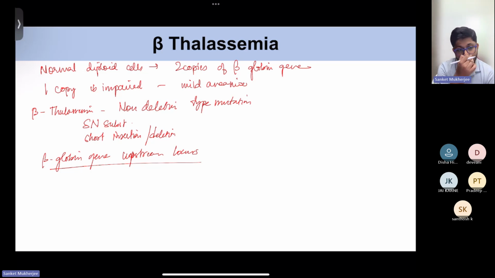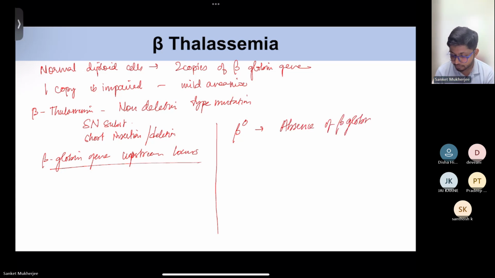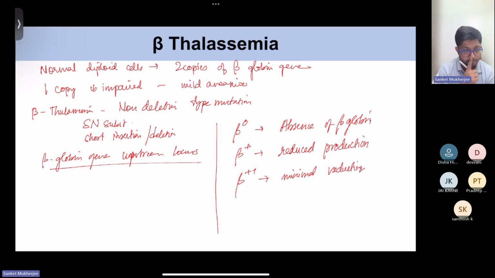So based on the quantitative reduction in the production of beta globin genes, we could classify beta thalassemia as beta naught, that is absence of beta globin gene. It could be beta plus, which is basically reduced production. And it could be beta plus plus, that is minimal reduction. Very slight reduction of beta globin gene production.